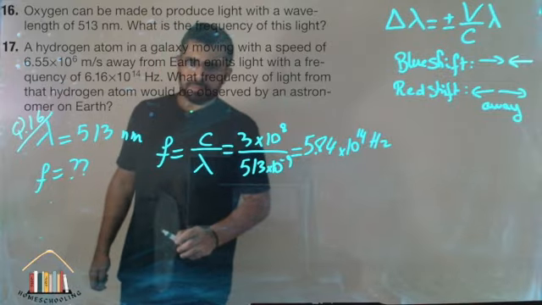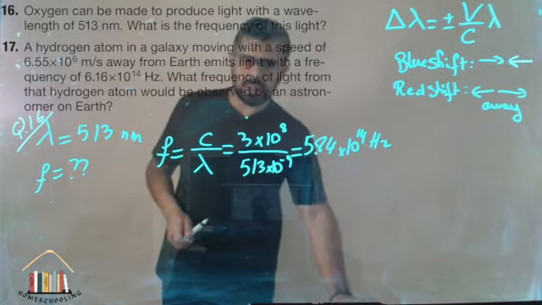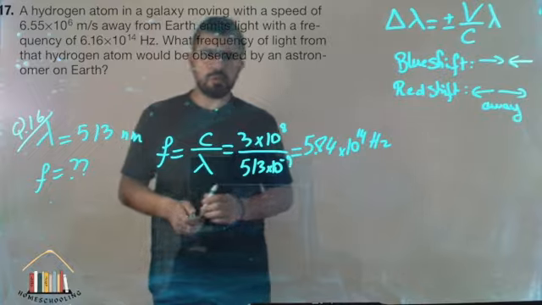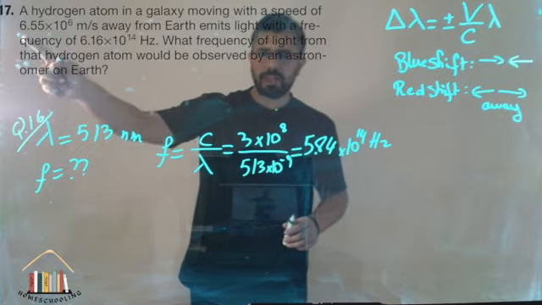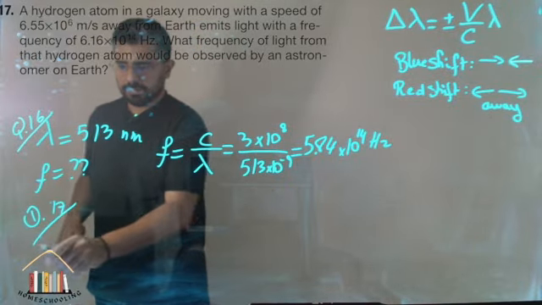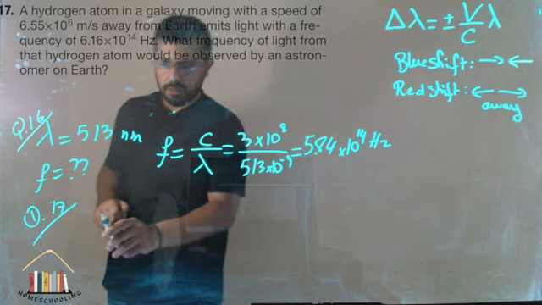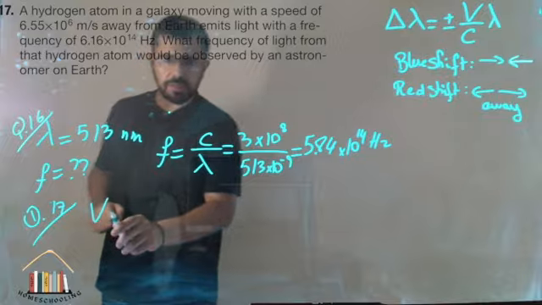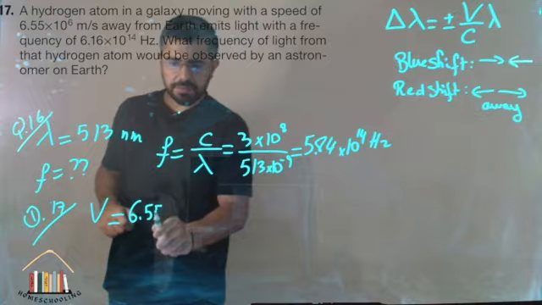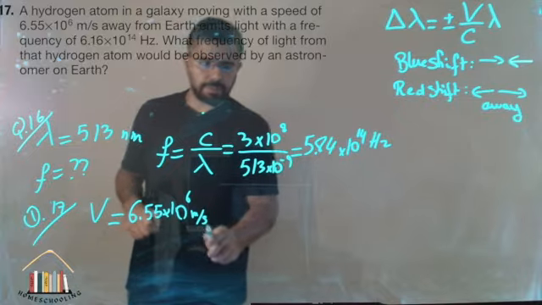All right, so that's the main equation that we are applying. The second question, question 17: a hydrogen atom in a galaxy is moving with a speed, so the velocity in this case of this hydrogen atom is 6.55 times 10 to the power of 6 meters per second.